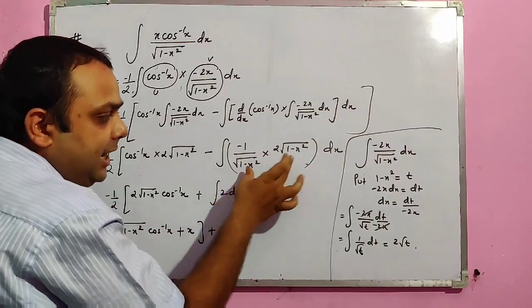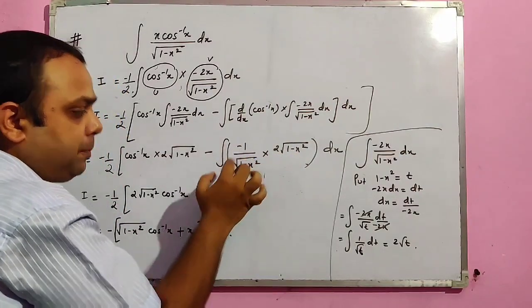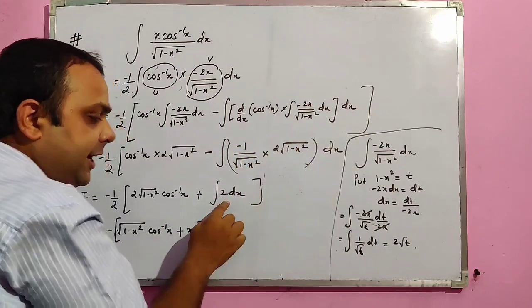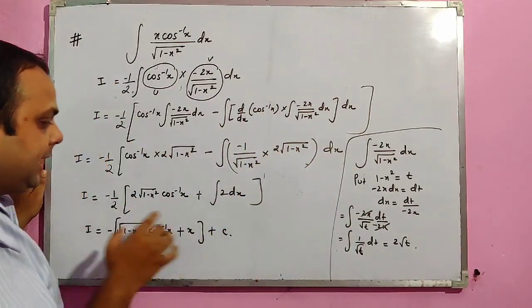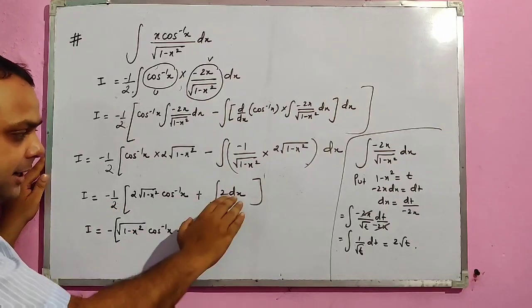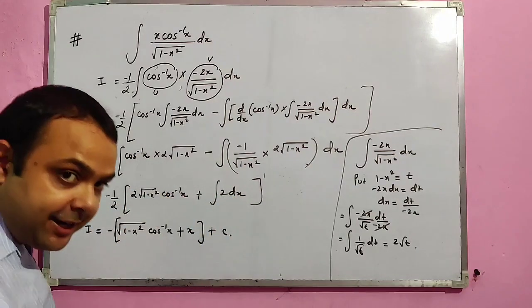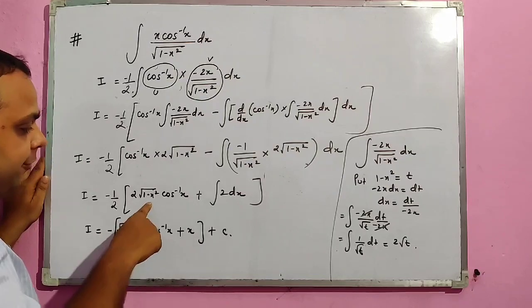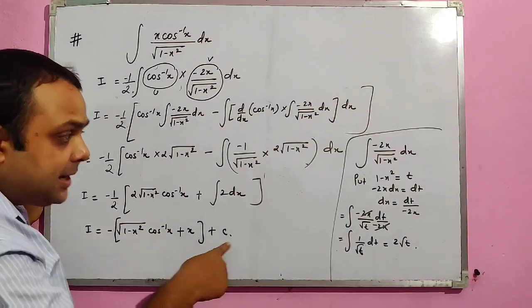Both terms are eliminated and we get minus minus plus 2 dx. The integration of this is 2x. Now since this is 2, when it is multiplied, the 2 and 2 are eliminated, so we get minus of this function plus x plus c.